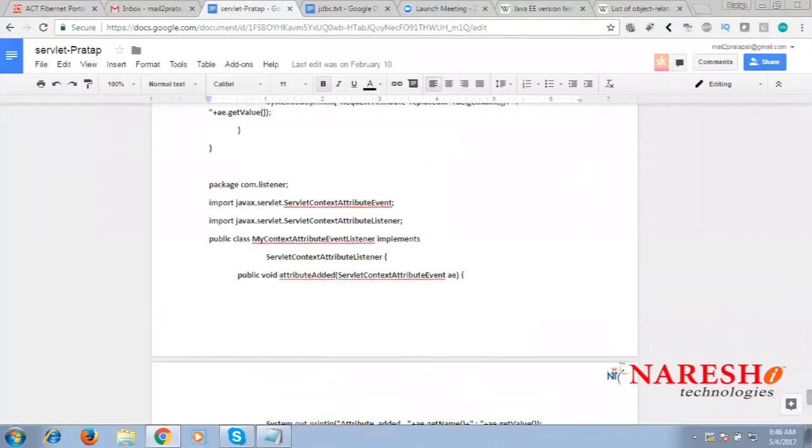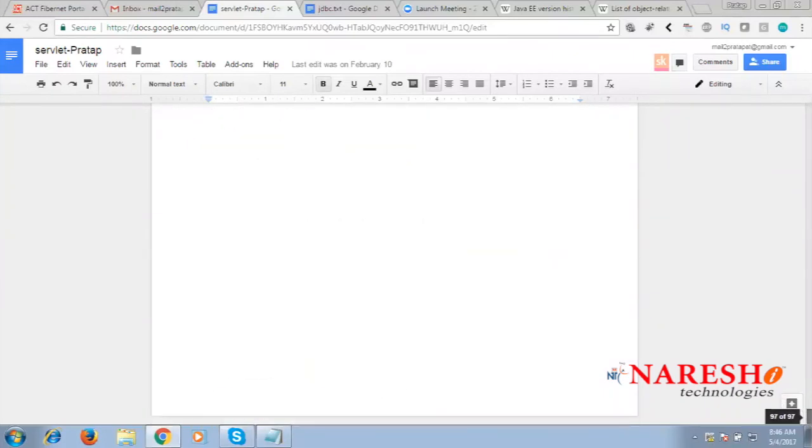I think there will be a second one also. On Servlet, there is a second document also available. Two documents, the first of 97 pages, and then there will be a second one. So this is the way these things are organized.